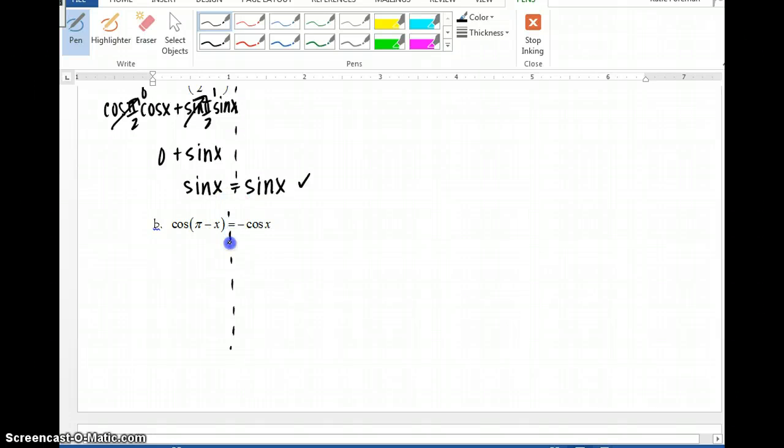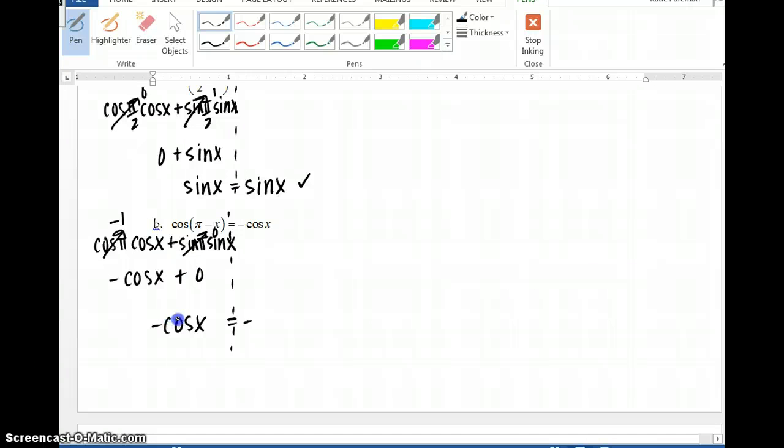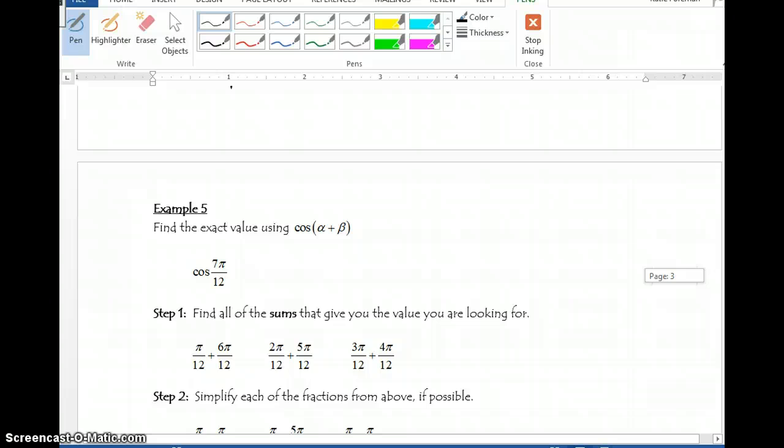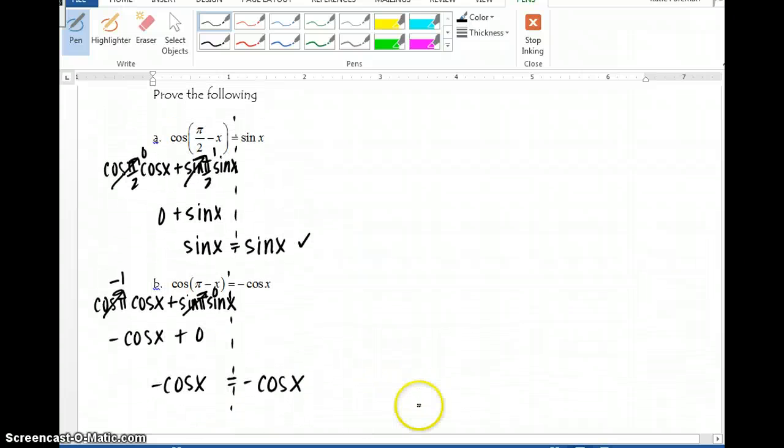Okay, on the left-hand side, cosine of the first, cosine of the second. Change the operation, sine of the first, sine of the second. From the unit circle, cosine of pi is negative 1, sine of pi is 0. So I have negative cosine of x plus 0. And I'm left with the exact same function on the left as is on the right. Okay, and this ends day 1.